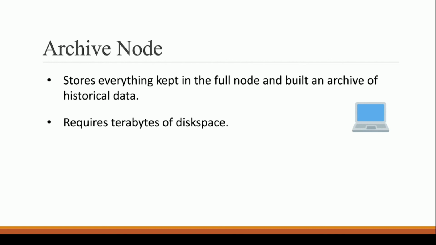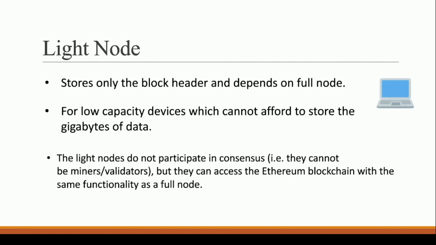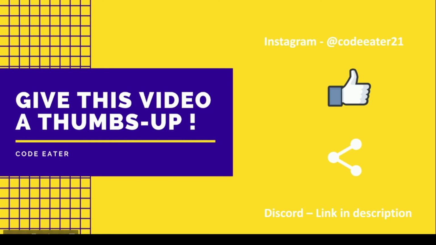So these are the three different nodes that we have in the Ethereum blockchain. And trust me, the light node is the easiest one if you want to become a part of the Ethereum blockchain, because it does not require much from you. It only requires some amount of storage, and if you have that, you can become a light node.